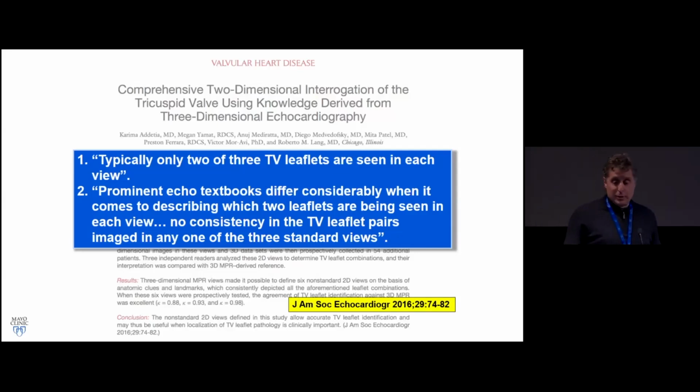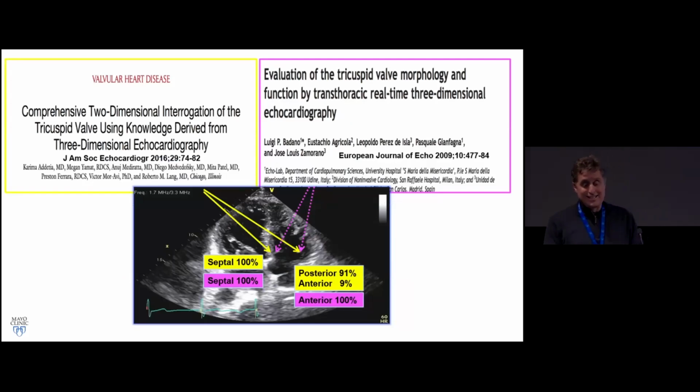And this gets confusing because if you look at some prominent echo textbooks or at the literature, there's great variability in what they describe. So, for example, Roberto Lang and his team, in this 4-chamber view, right ventricle, right atrium, say the leaflet that's attached to the septum is the septal leaflet. Same thing that Badano and Zamorano had said. But on the other side, Roberto says posterior leaflet 91% of the time, and Badano and Zamorano say anterior leaflet 100% of the time. So there's great variability even amongst our mentors and our colleagues as to what we are actually looking at.